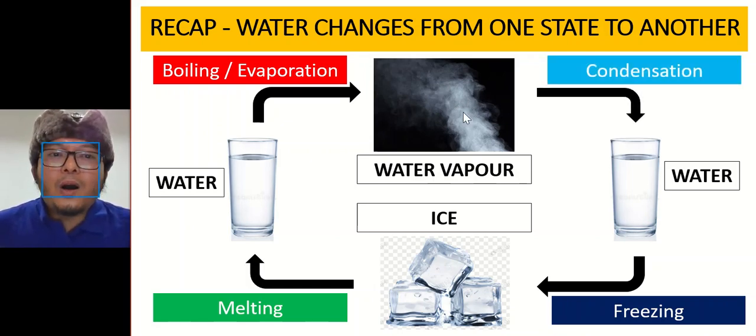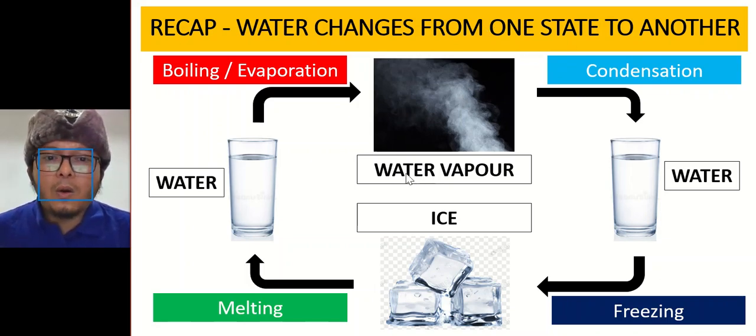Next, for water vapor to change to water, the process is called condensation. So there are four processes: condensation, freezing, melting, boiling or evaporation. Five processes. Now, another question you might ask me: can water vapor turn to ice? The arrow: water to water vapor, water vapor to water, water to ice, ice to water.